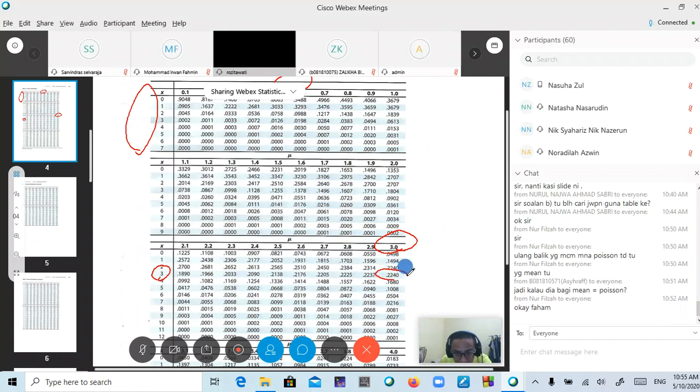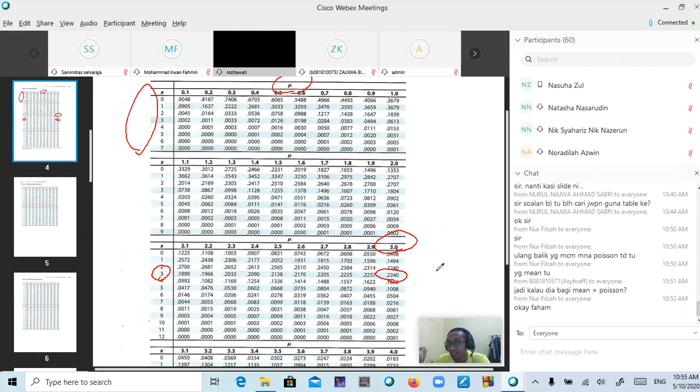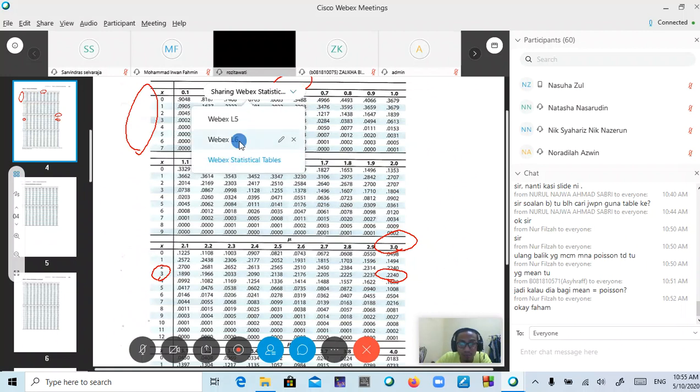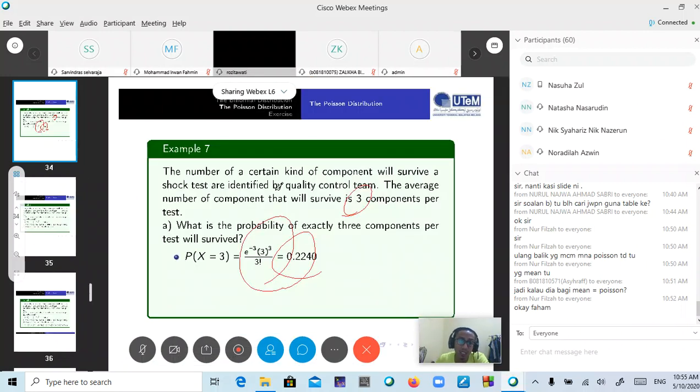So this one, your answer is 0.2240. So kalau ada dalam table, soalan tu tak mention by using table ke, by using formula, so awak guna je lah table. Kalau soalan objektif, kita guna table lah, lagi cepat. Okay, 0.2240 is your answer. Okay?